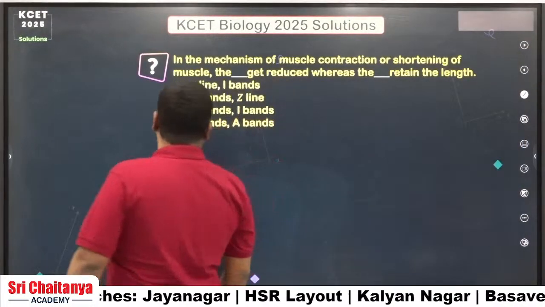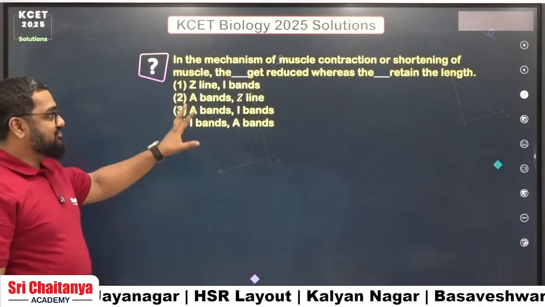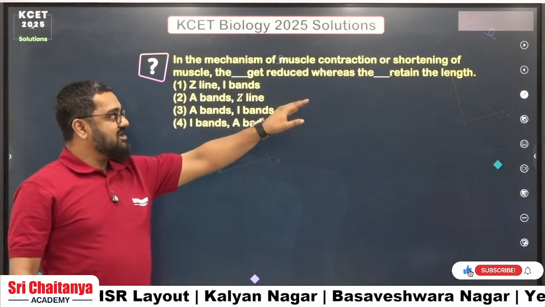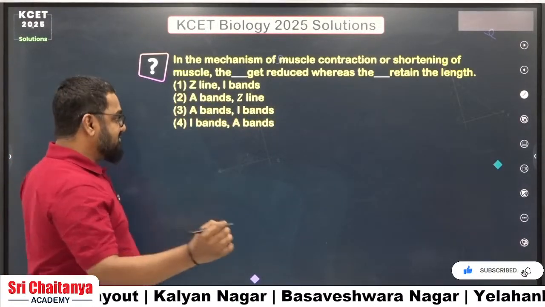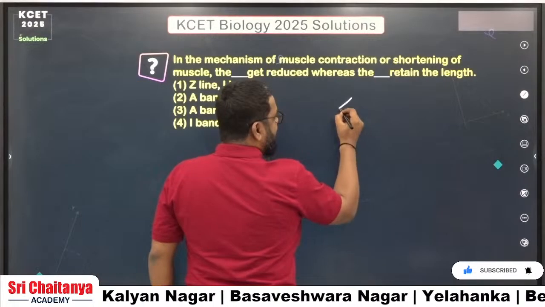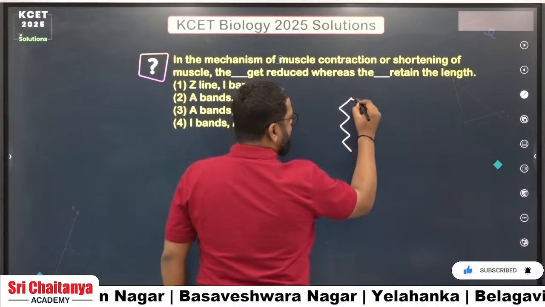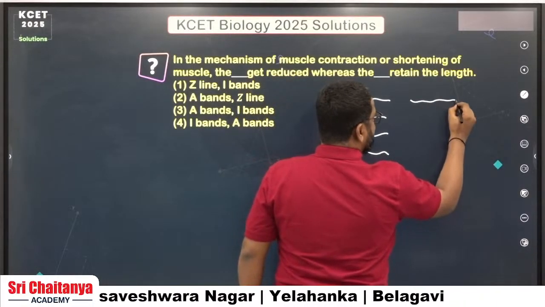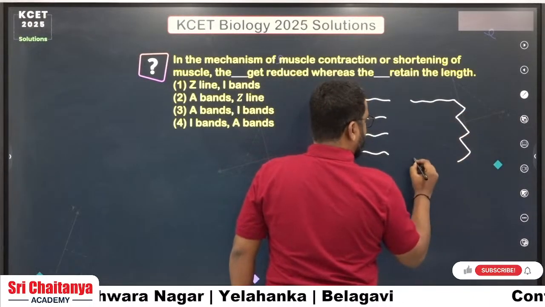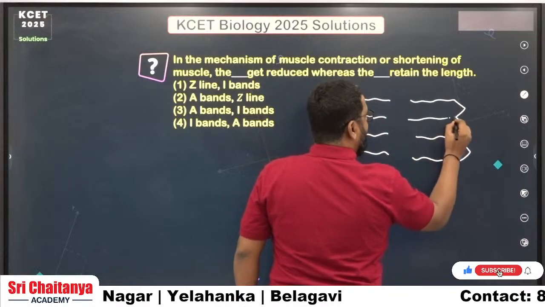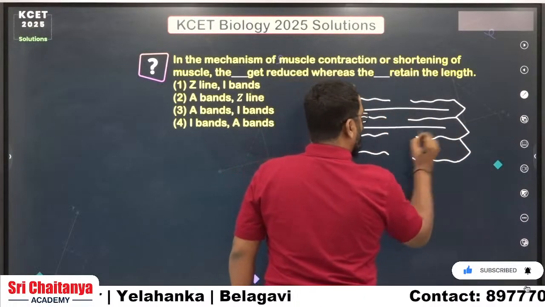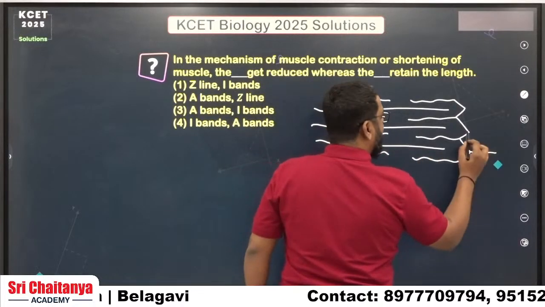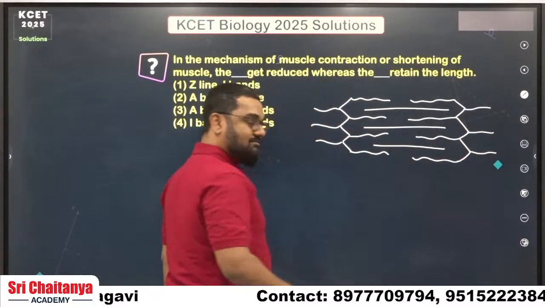Alright, next question. In the mechanism of muscle contraction or shortening of the muscles, the dash gets reduced whereas the dash retain their length. For this, we have to understand the ultrastructure of muscles. A very simple diagram we will draw, right? Let's assume that this is the condition when it is uncontracted, right? I hope all of you know this. I don't want to brush your memory right now, correct?